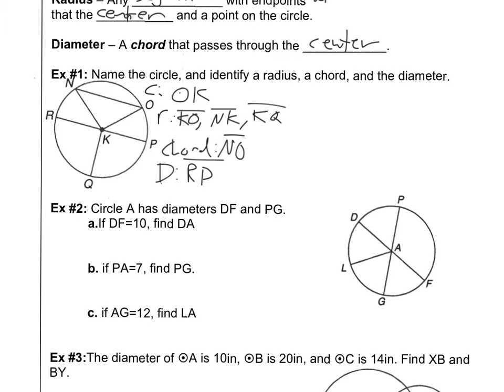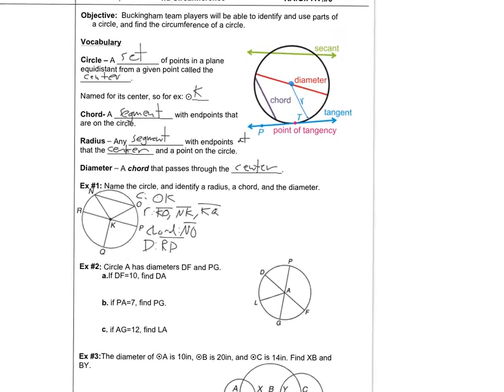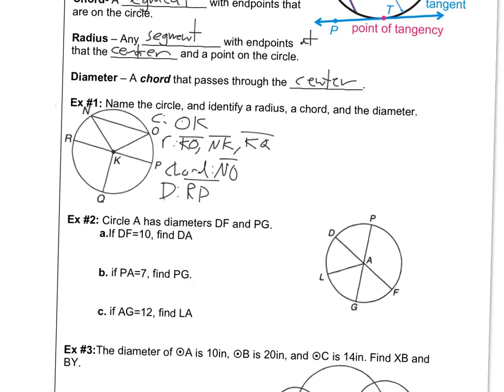So let's play around with this a little bit. We didn't really get into the math of this, but we should know that if a diameter goes through the whole circle and a radius just goes through half, then the diameter equals 2 times the radius, or you could say the radius equals 1/2 the diameter. Either way, that's how they relate. So, circle A has diameters DF and PG. And it says if DF is 10, what's DA? Well, that should be easy, right? It should be exactly half of 10. DA would have to be 5.